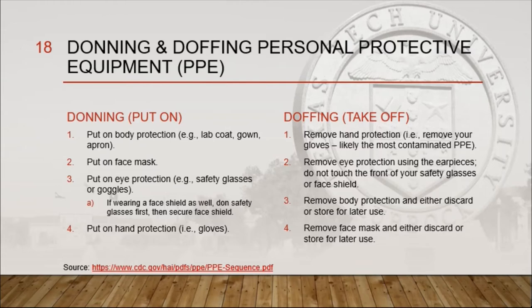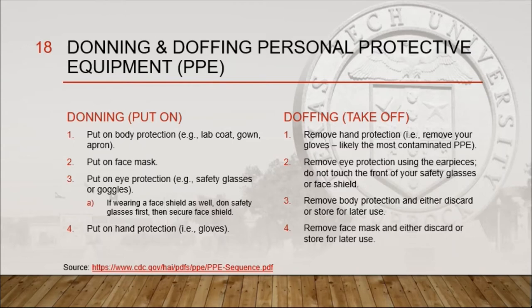First, put on your body protection. This can be a lab coat, gown, or apron. Next, put on your face mask. Third, put on your eye protection. This can be safety glasses or splash goggles. If you are also wearing a face shield, make sure you don your safety glasses or goggles first and then secure your face shield. Lastly, you will put on your hand protection, most commonly in the form of gloves.